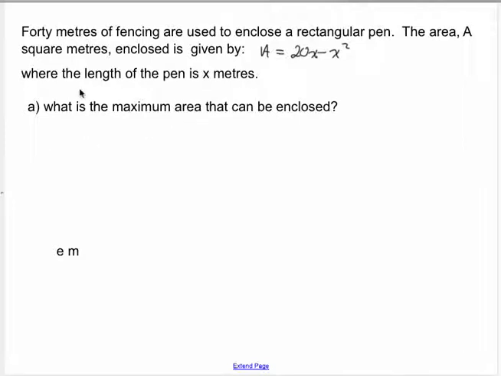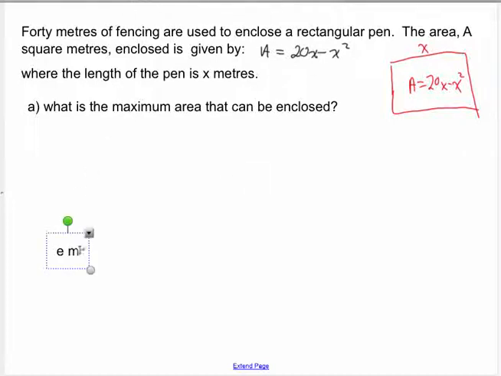The area, A square meters, enclosed, okay, so we actually have a formula for what the area of this rectangular pen is. The length of the pen is x meters, and the area is 20x minus x squared. And it's a rectangle. So the question is, what is the maximum area that can be enclosed?